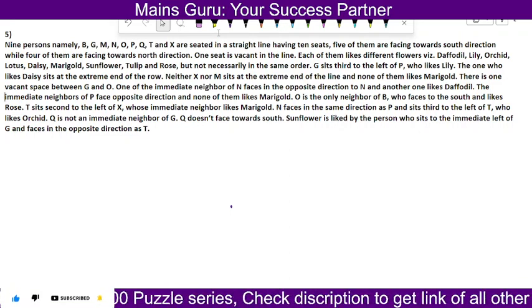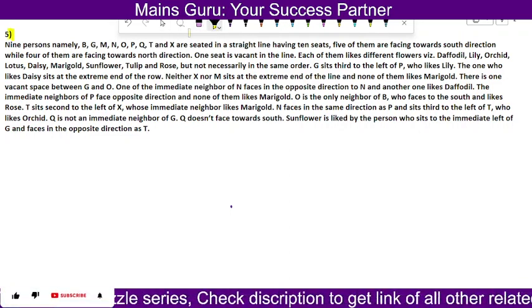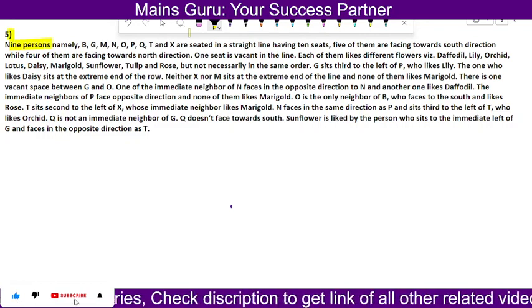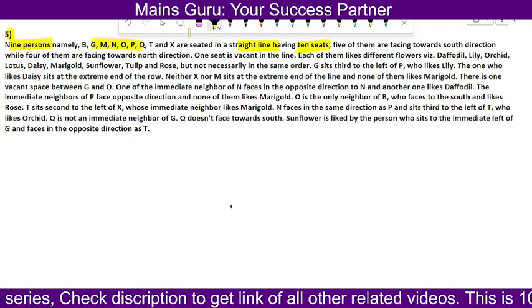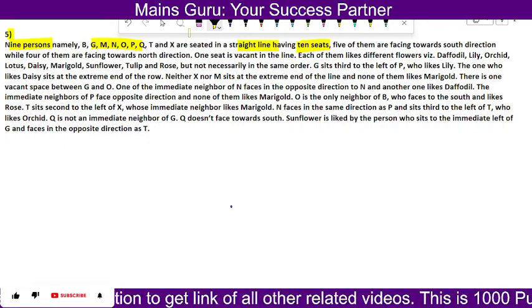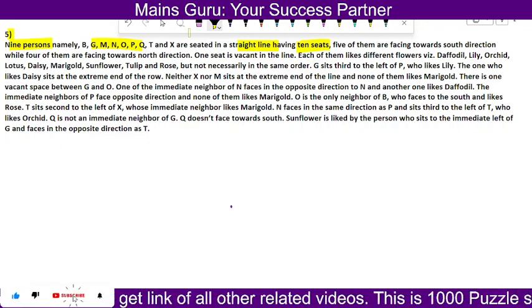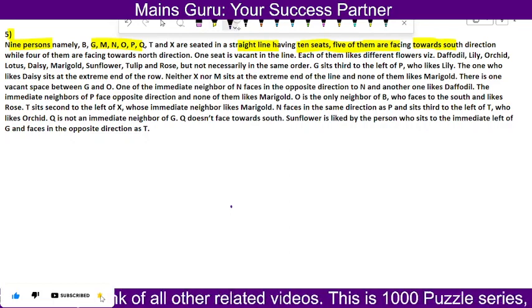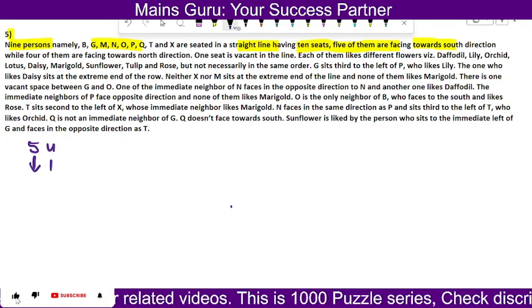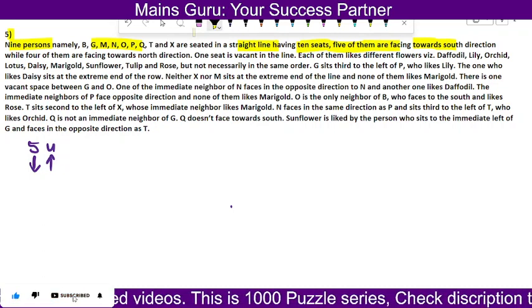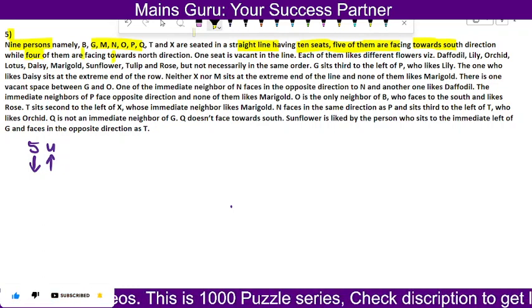Okay, now let's see the fifth puzzle of this series. It is given that 9 persons, these are the names of persons, sit in a straight line having 10 seats. There are 10 seats but persons are 9 only, so it means one seat will be vacant. 5 of them are facing towards the south. It means definitely 4 will face towards the north direction.